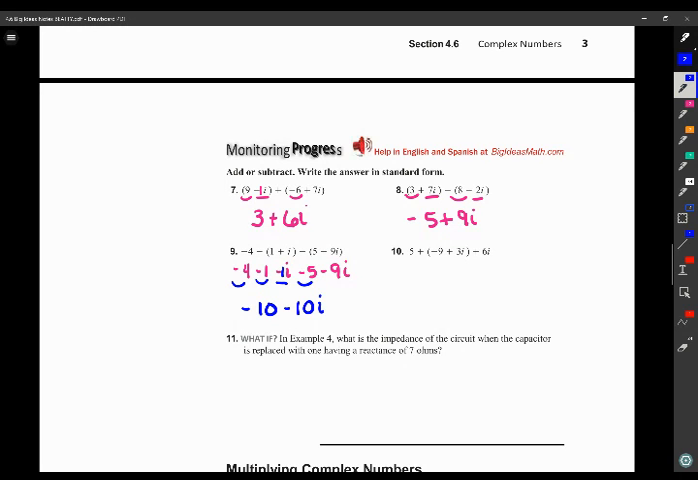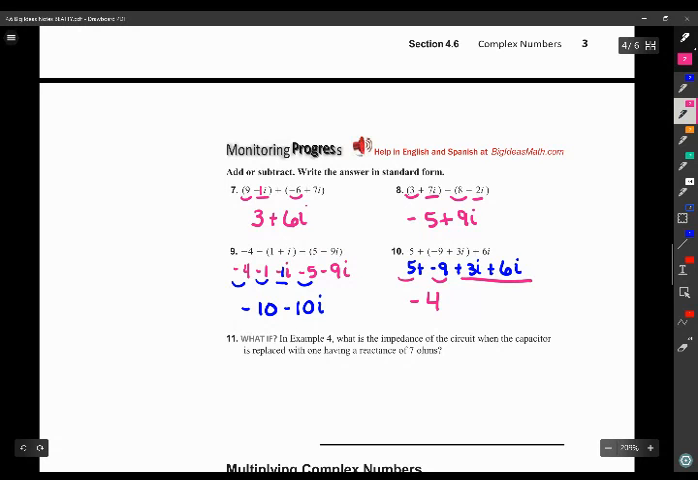And then with it being an addition problem, you don't really need to distribute anything. You can distribute the 1, but it doesn't really change what's in parentheses in this case. And so when we look at our real and imaginary, our real is 5 plus -9, which is -4, and then 3i plus 6i, which is 9i.